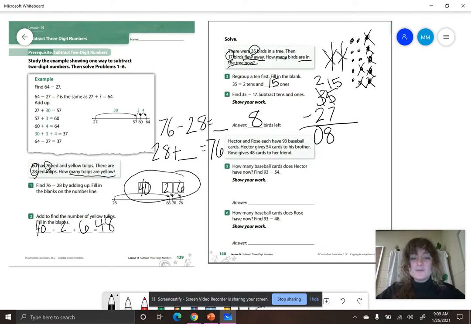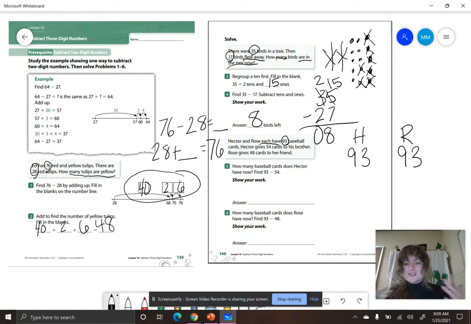All right, and numbers 5 and 6, we have a word problem. It says Hector and Rose each have 93 baseball cards. Hector gives 54 cards to his brother. Rose gives 48 cards to her friend. Okay. Hector and Rose each have 93. So Hector has 93. Rose also has 93. Okay, so I'm making a picture so I can see what this looks like.